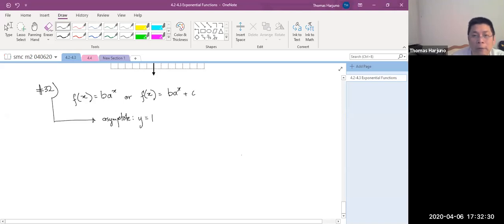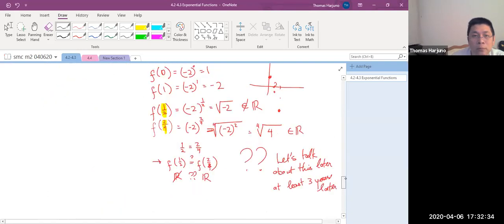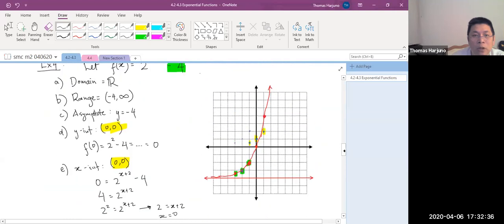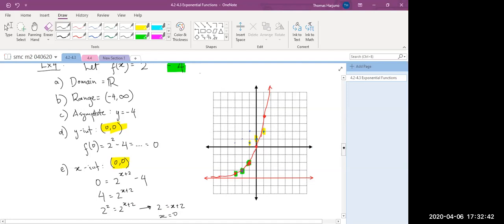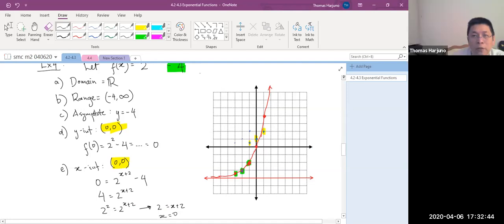Let me give you a hint. We go back to our previous example. This one here. What's the asymptote? y equals -4. Now look at the function.